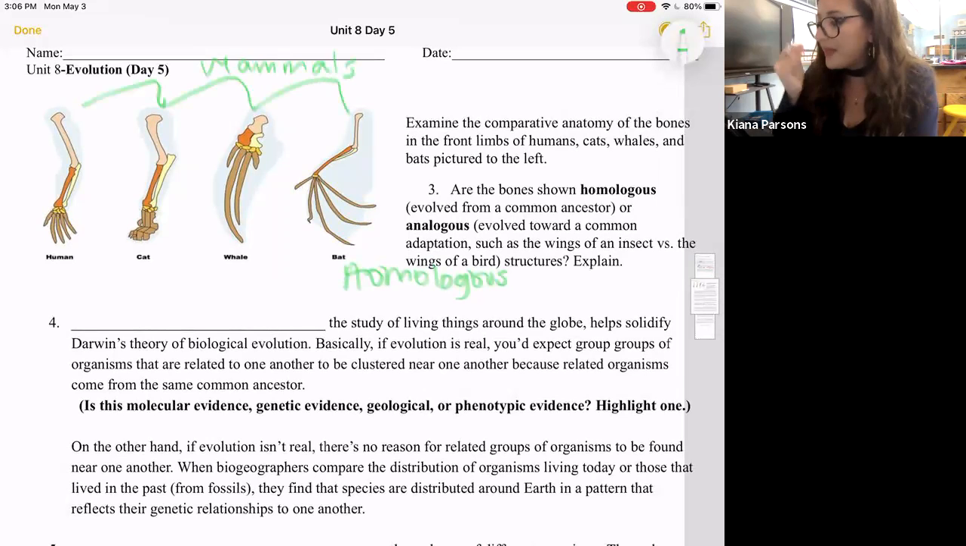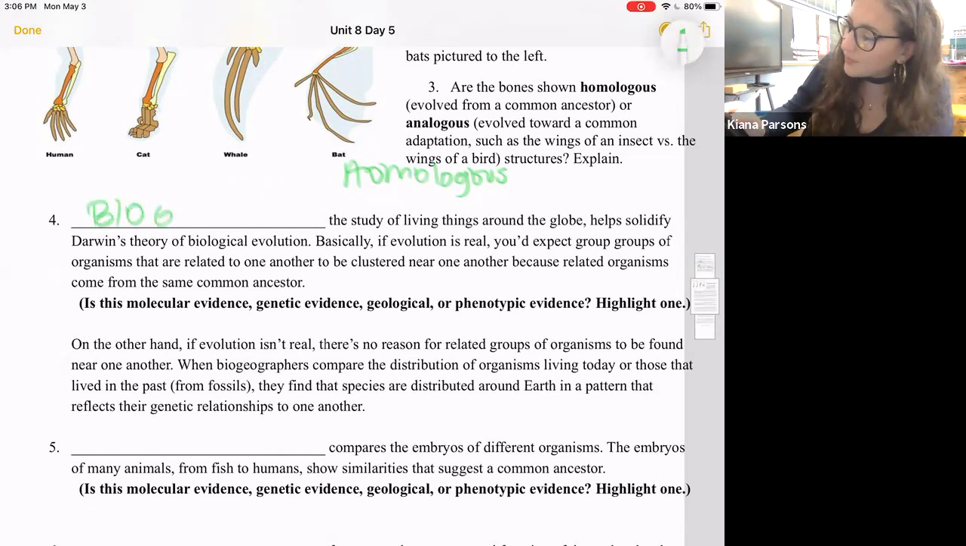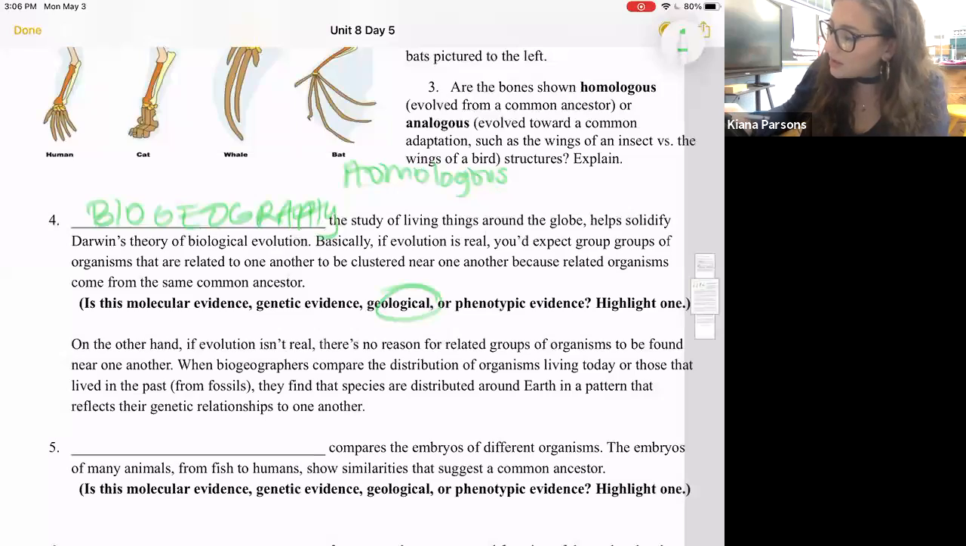Okay. Blank is the study of living things around the globe. Biogeography. We already went over this one. And this is geological evidence.